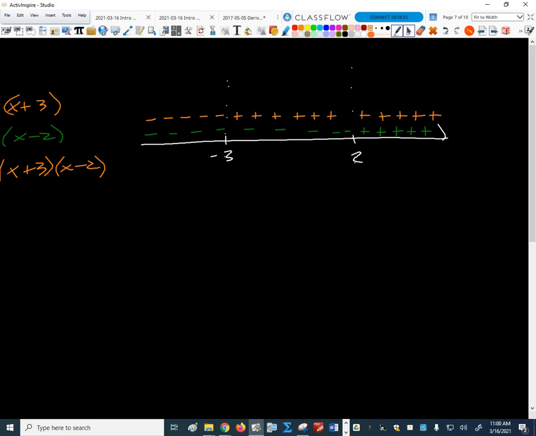And so then what about the product of the two? Well, the product of those two factors would be the products of the signs of the two factors. So negative times negative would be positive.